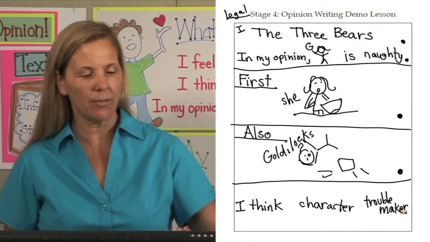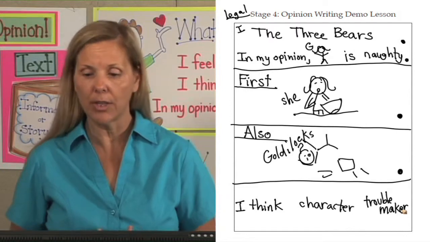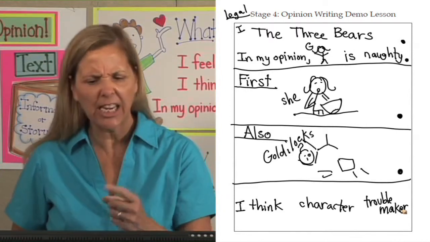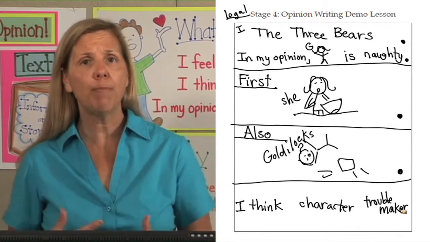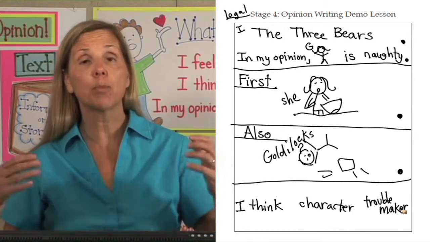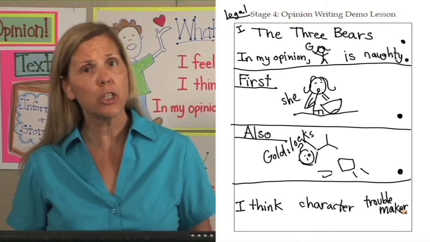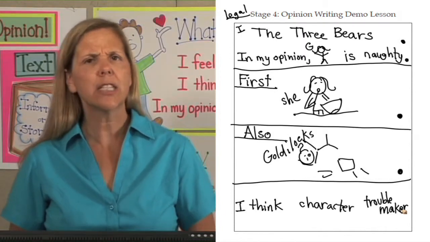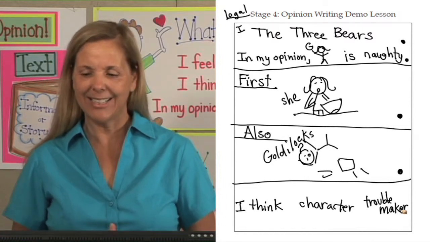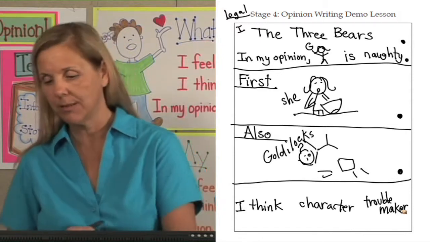Let's orally rehearse it first. I just finished reading a wonderful book titled The 3 Bears. In my opinion, the character Goldilocks is naughty. First, she eats all of Baby Bear's porridge, so he'll go hungry. Also, Goldilocks breaks Baby Bear's chair, and he no longer has a place to sit. I think this character is a big troublemaker. Excellent job. Let's go back and add our capitals, commas, and periods.